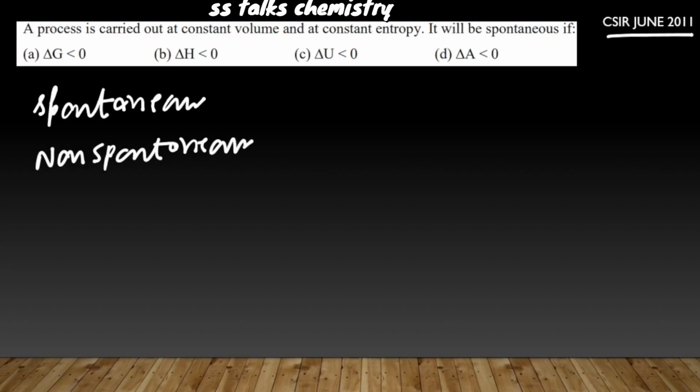Spontaneous processes are those which continue on their own when no external help has been provided to them. Once you have initiated it, it will continue till its completion. Like the flowing of water from top to bottom, if you consider, it continues on its own. Whereas non-spontaneous processes are the ones which require external help.